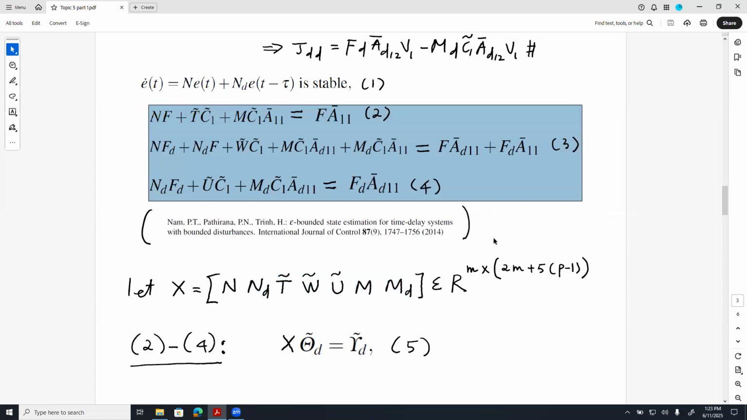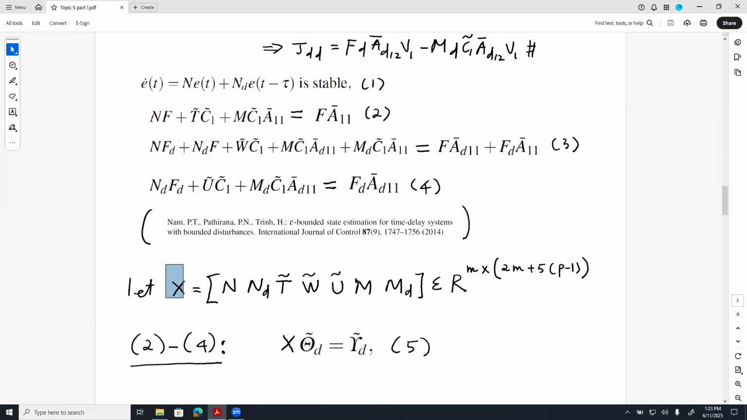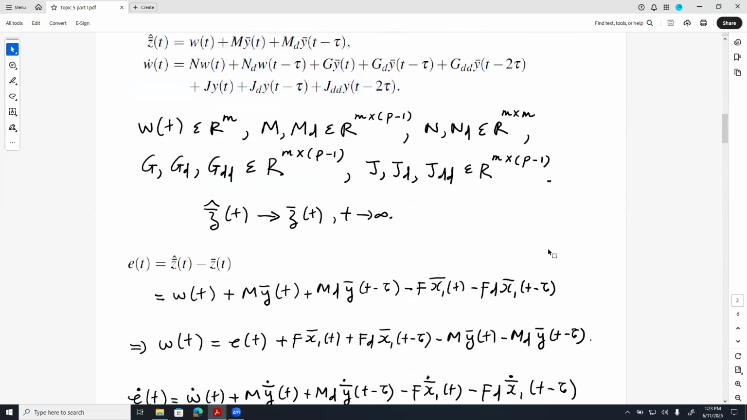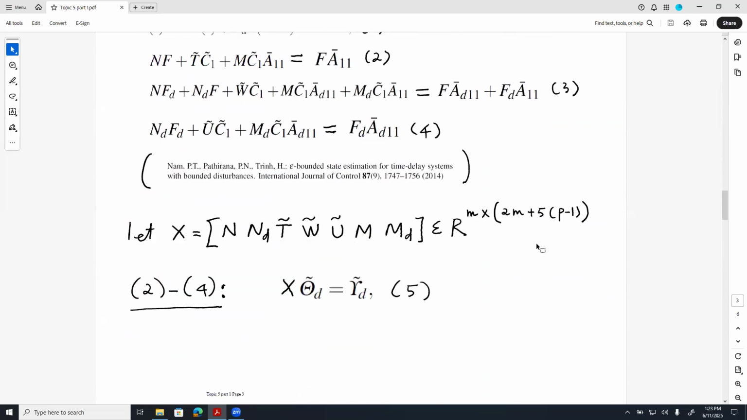How do we solve them in a systematic way? The answer is pretty straightforward, by the way. We define this matrix X, and of course we can work out the dimension of this matrix, which contains all the unknown parameters of the observer given in here. So we can work out its dimension, and that's what's specified here. This one has m rows, and this one has m rows and m columns. So that's why we got two of them.